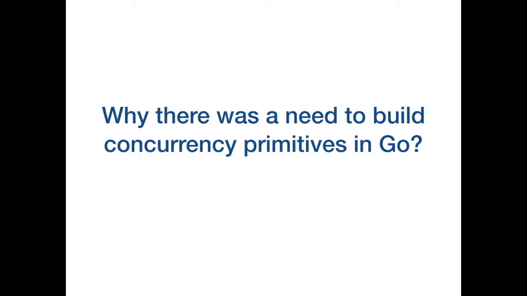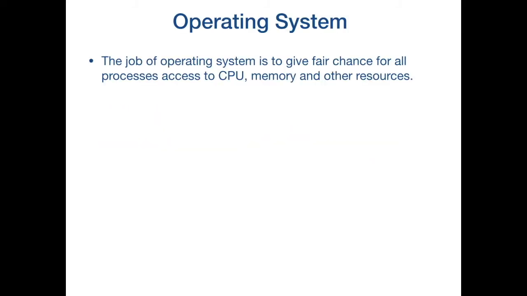In this module, we will try to understand why there was a need to build concurrency primitives in Go programming language. To understand that, we need some refresher on the concepts in operating systems, processes, and threads. The idea of concurrency comes from the operating system.